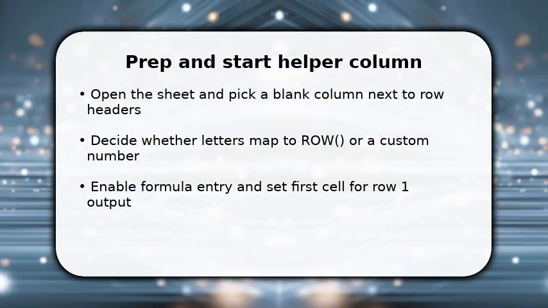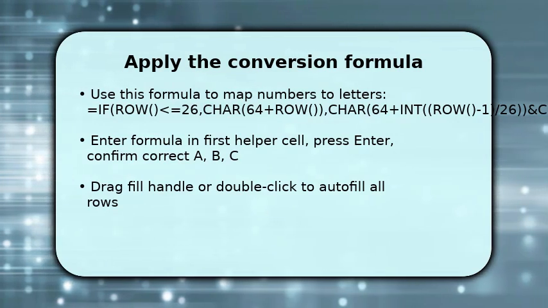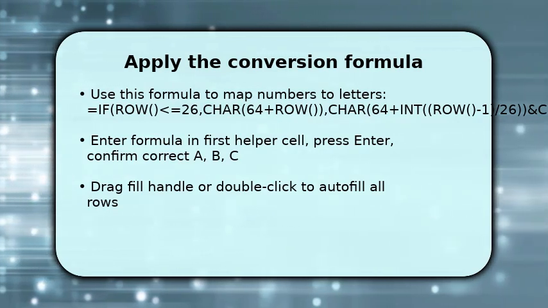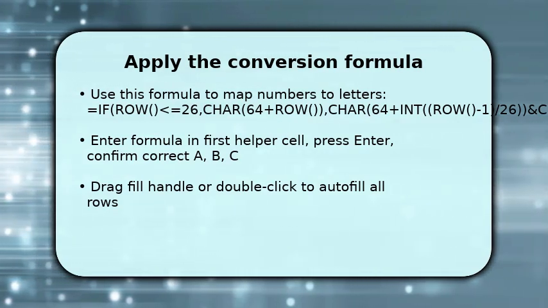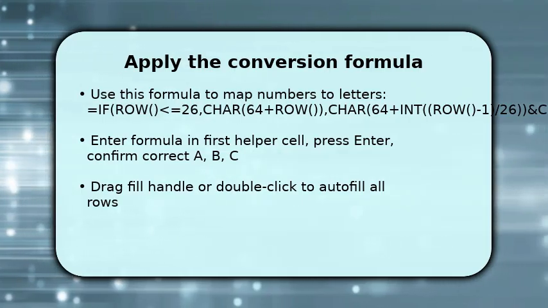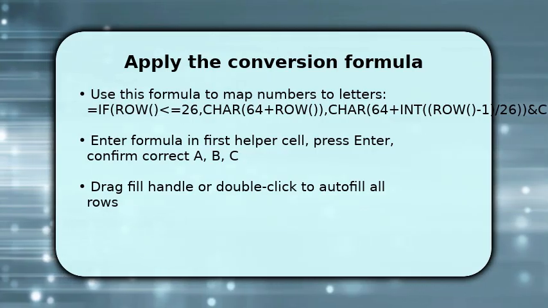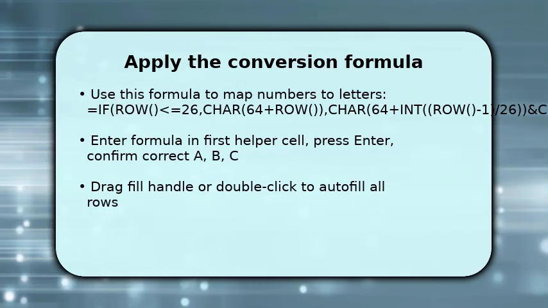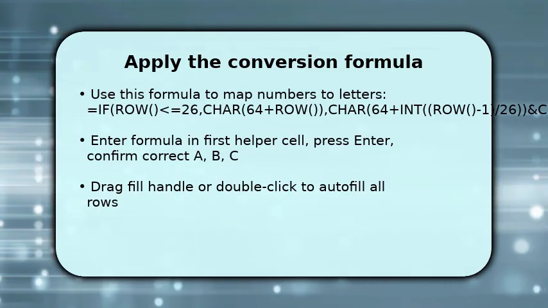Now you enter a formula that converts a row number into Excel-style alphabetic labels. Paste the provided formula into the helper cell. It uses CHAR, INT, and MOD, so 1 maps to A, 27 maps to AA, and so on. Once entered, verify the first few outputs read A, B, C.